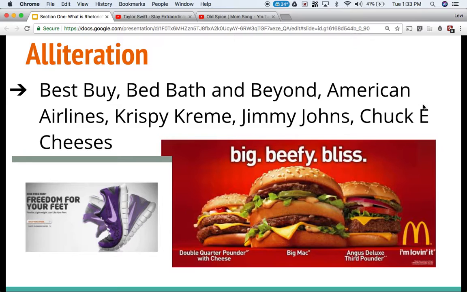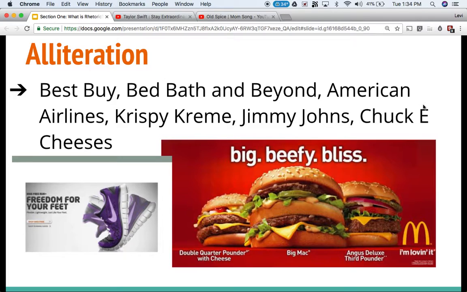Some other examples down there, if you look at the ads, there's Freedom for Your Feet. And so the F sound is repeated. Different sounds kind of give off different feelings. Like the F sound is kind of light, like a feather. So with Freedom for Your Feet, they're trying to be more lightweight and more airy and those kinds of things. Whereas with the McDonald's one, the B sound is usually associated with bigger and better and those kinds of things. So big, beefy bliss. That is alliteration with a purpose. And so the B helps out with that.